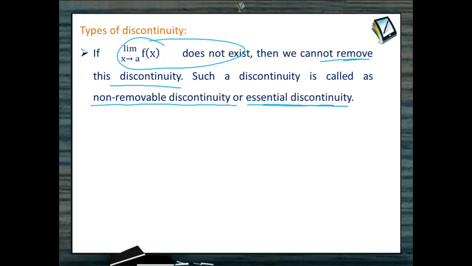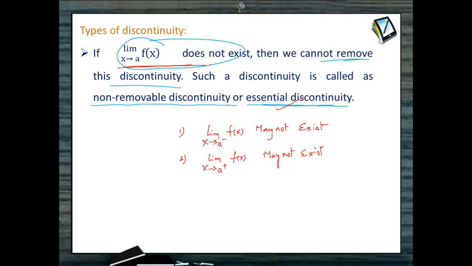Now what are the different cases that give us non-removable discontinuity? These are the cases where the limit does not exist. So when does this fail? Maybe limit x tends to a minus f of x may not exist. That is, the one-sided limit may not exist. In this case, the discontinuity becomes an essential discontinuity. Or maybe limit x tends to a plus f of x may not exist. That is, the right hand limit may not exist.